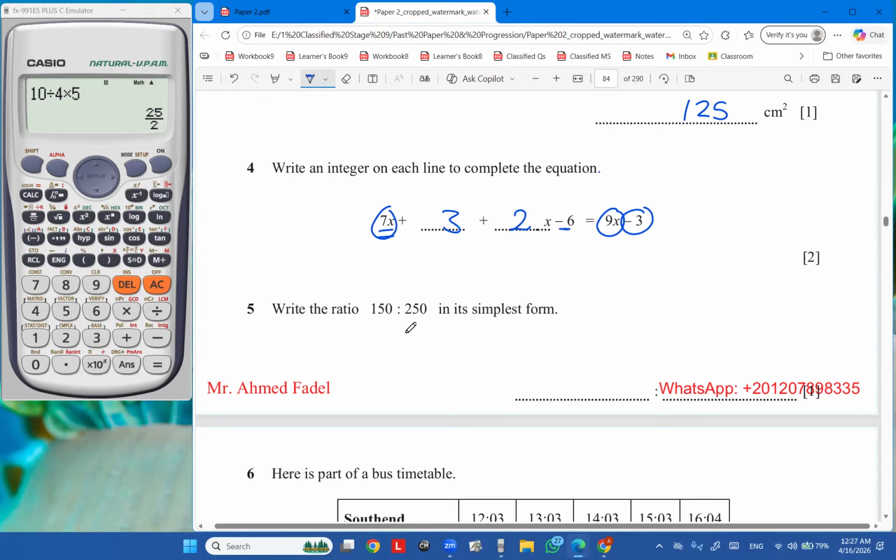Write the ratio 150 to 250 in its simplest form. We need to divide both by 10, so 15 to 25. Still not the simplest form. Dividing by 5 is going to give you 3 to 5. So it's 3 to 5.